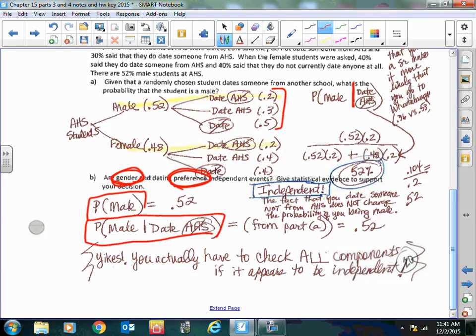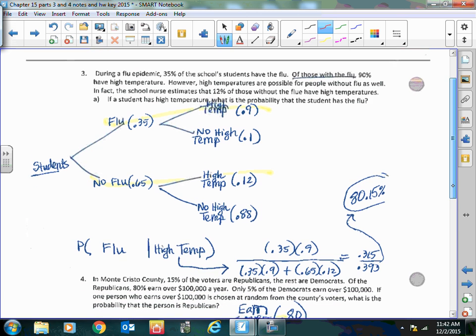I got that the bottom number is 0.2. Yeah, this bottom sum is 0.2 because I did 0.52 times 0.2 plus 0.48 times 0.2, and that's 0.2. So check there, see what happened. Okay, all right, moving on.